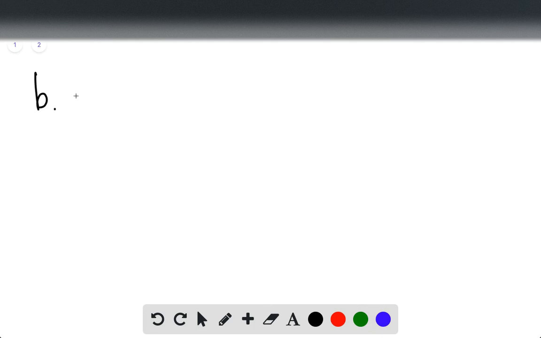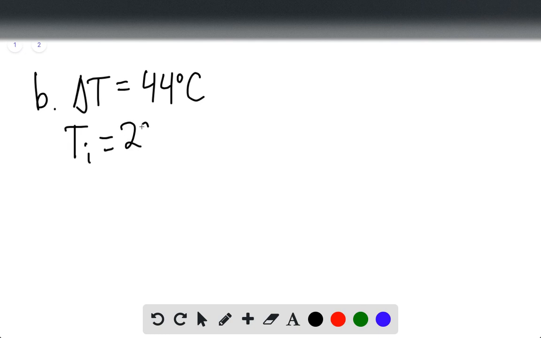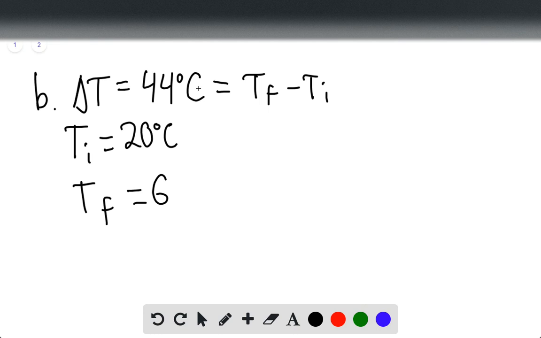Part B is telling us that we have delta T equals 44 degrees Celsius, and that the initial temperature of the bullet is 20 degrees Celsius. And we know that delta T is going to be equal to temperature final minus temperature initial. So temperature final will be 44 degrees Celsius plus 20 degrees Celsius. So that'll be 64 degrees Celsius.